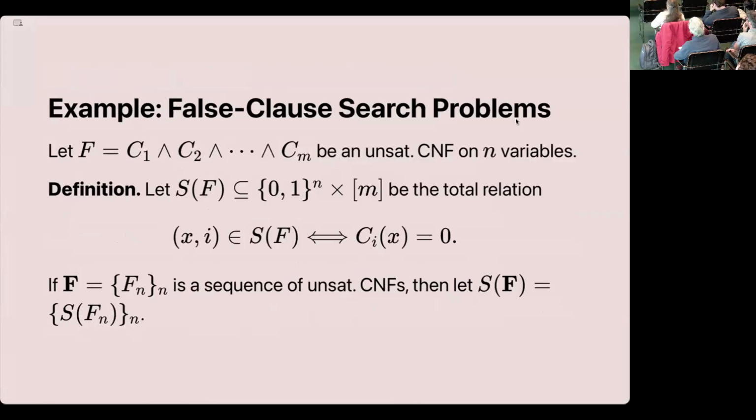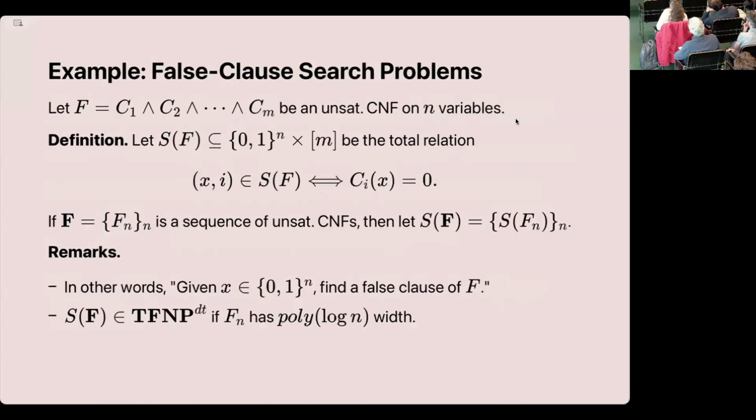If I have a sequence of unsatisfiable CNFs, then I let S of F be the corresponding collection of search problems. This is just the false clause search problem: given an input X, give me a false clause of X. These kinds of problems are solved by DPLL and CDCL solvers all the time, and they played a big role in understanding lower bounds in proof complexity. And so this is where the comment about the number of certificates comes from. This S of F problem is going to be in TFNP if these formulas have polylog n width.